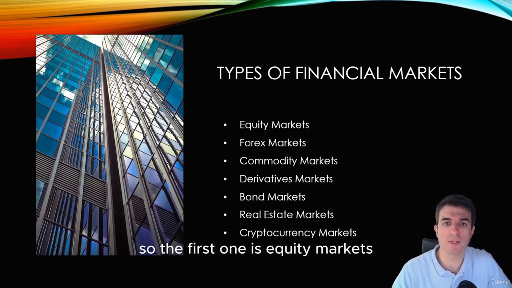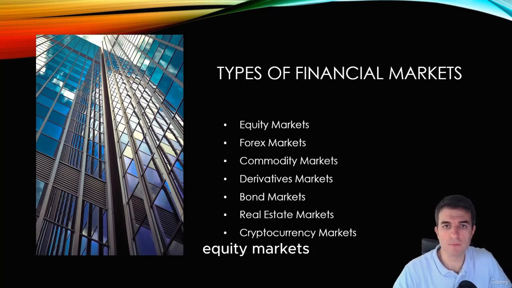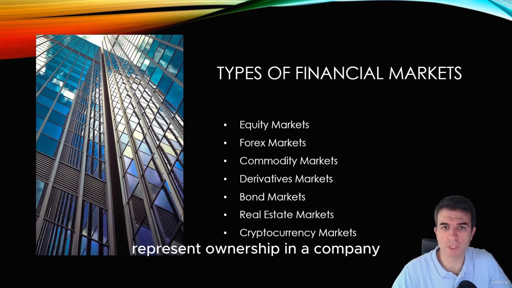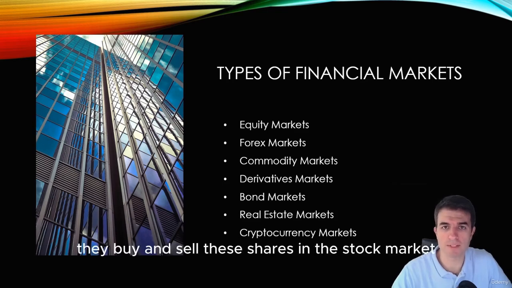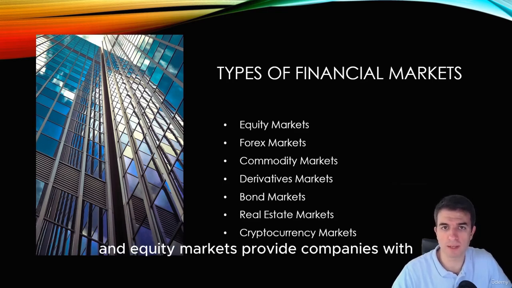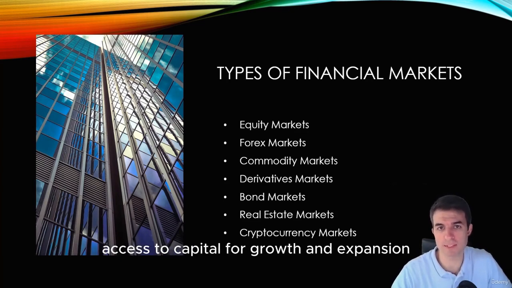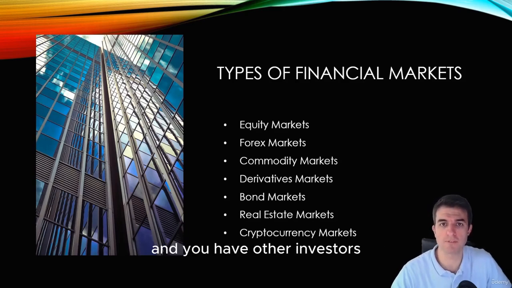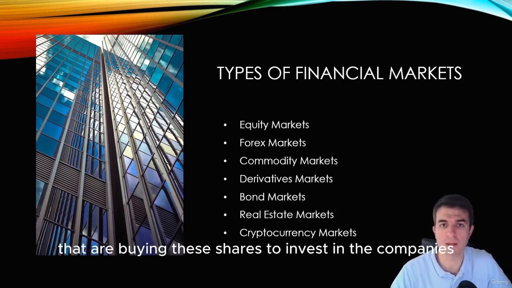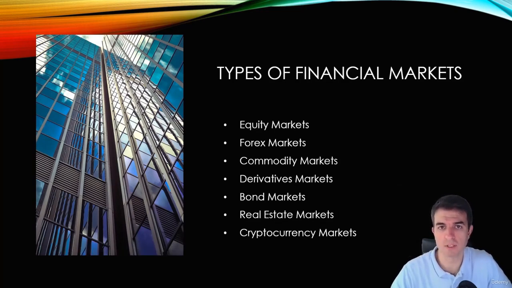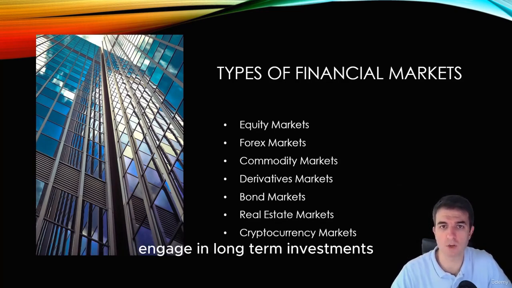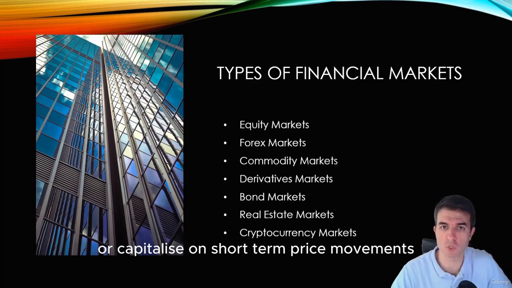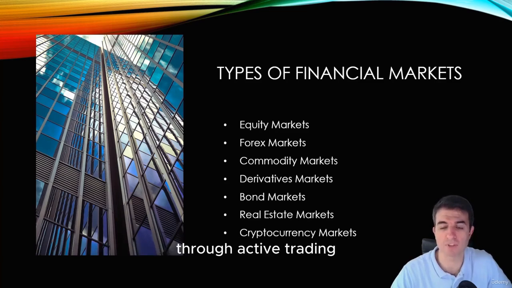So the first one is equity markets. Equity markets, like stocks or shares, represent ownership in a company. Investors buy and sell these shares in the stock market, and equity markets provide companies with access to capital for growth and expansion. So it's the companies who are selling some of their shares, and you have other investors that are buying these shares to invest in the companies. Traders and investors can engage in long-term investments or capitalize on short-term price movements through active trading.